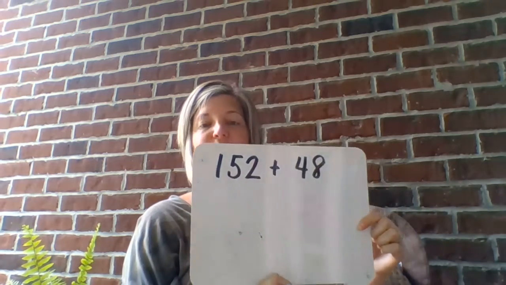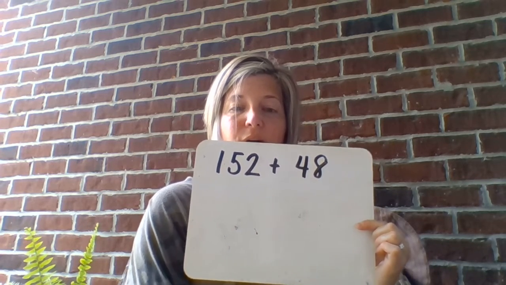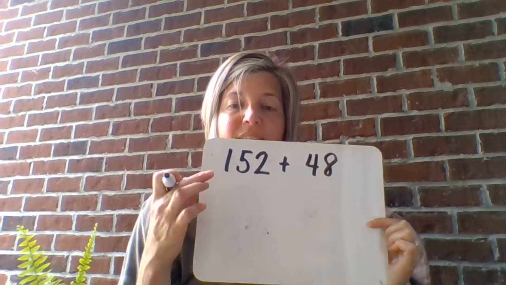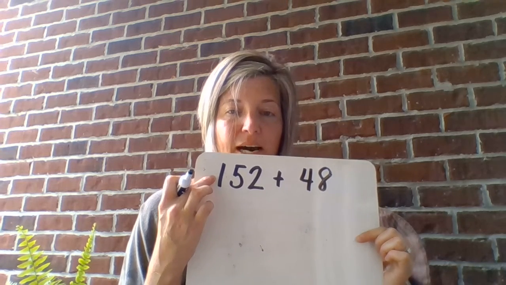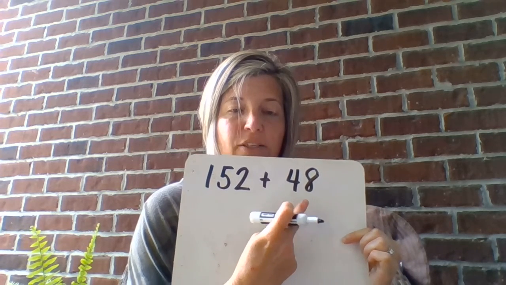It's right here, got it. Okay, so if I had the problem 152 plus 48, and it was written like this horizontally, I need to line these up vertically, but I need to make sure I put them in the right place. When you're doing this, always write your number with the most digits on top. So this one has 1, 2, 3 digits, and this number has 2 digits. So we're going to write this number first.